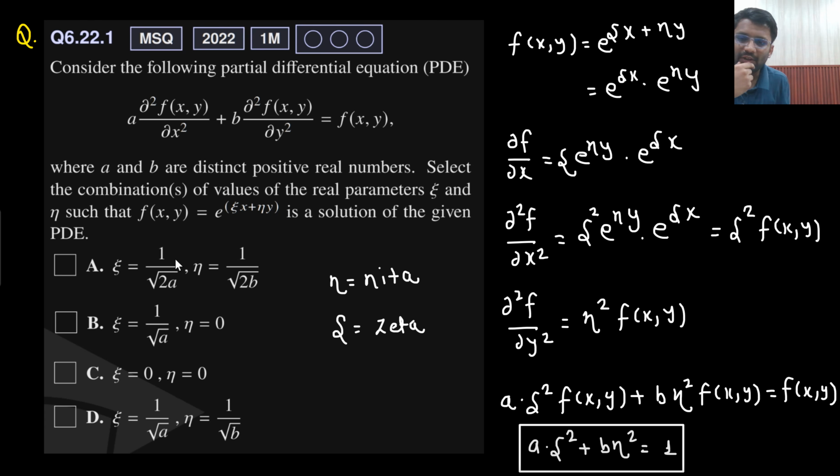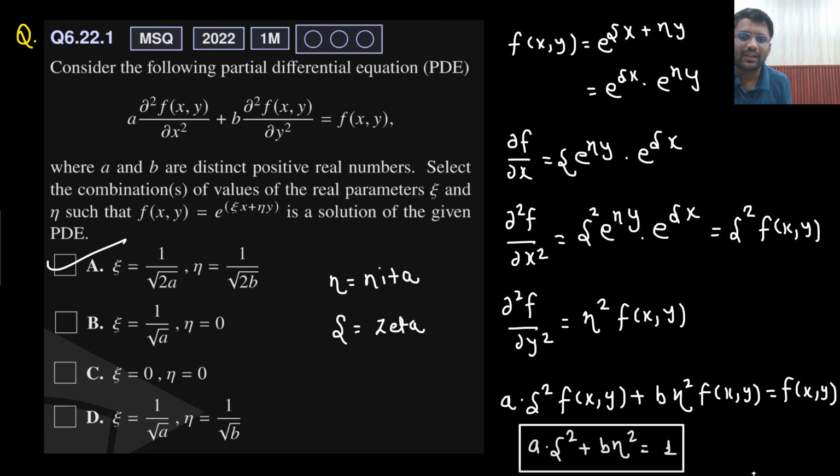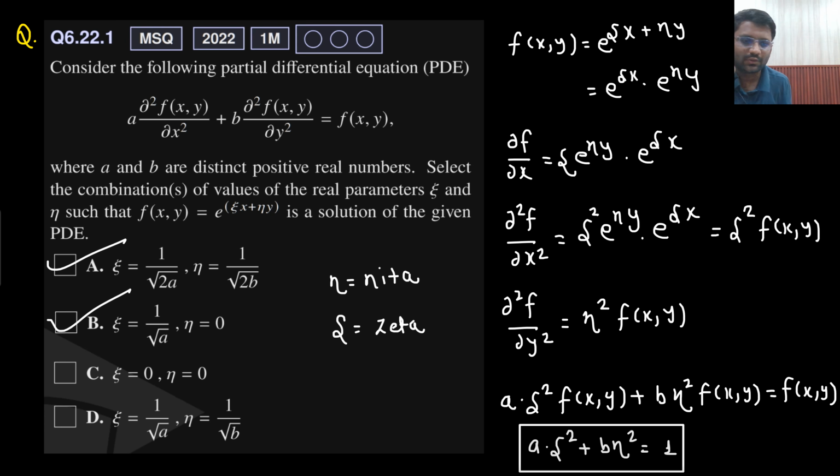So option A: a into zeta square. What is the value of zeta square? That will be 1 by 2a, plus b into 1 by 2b. What answer are you getting? 1 by 2 plus 1 by 2 will be 1. That means yes sir, the first option is satisfied. Second, zeta square will become 1 by a. Neta is given as 0. So 1 by a, this will be 1 only. So yes, this is also satisfied.